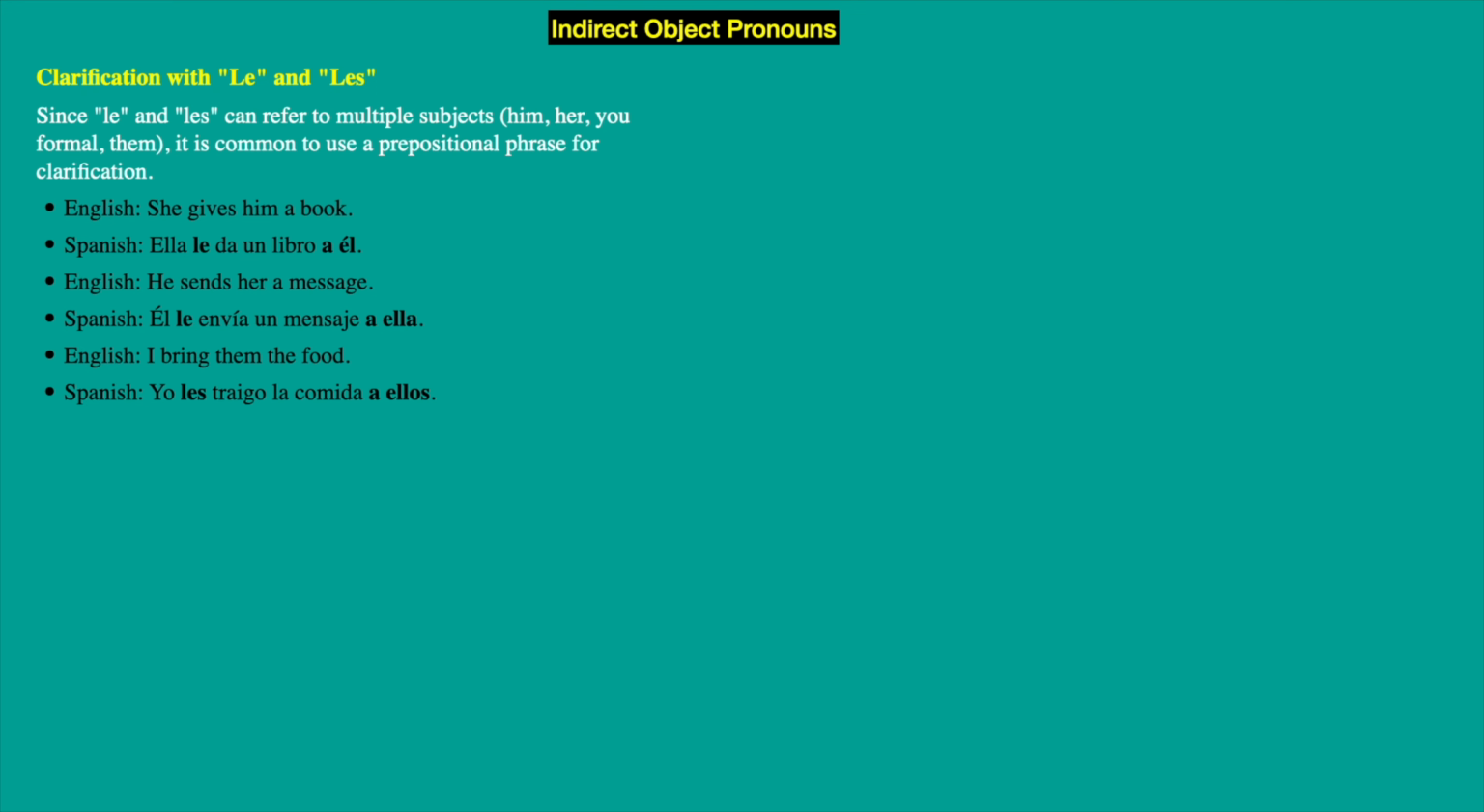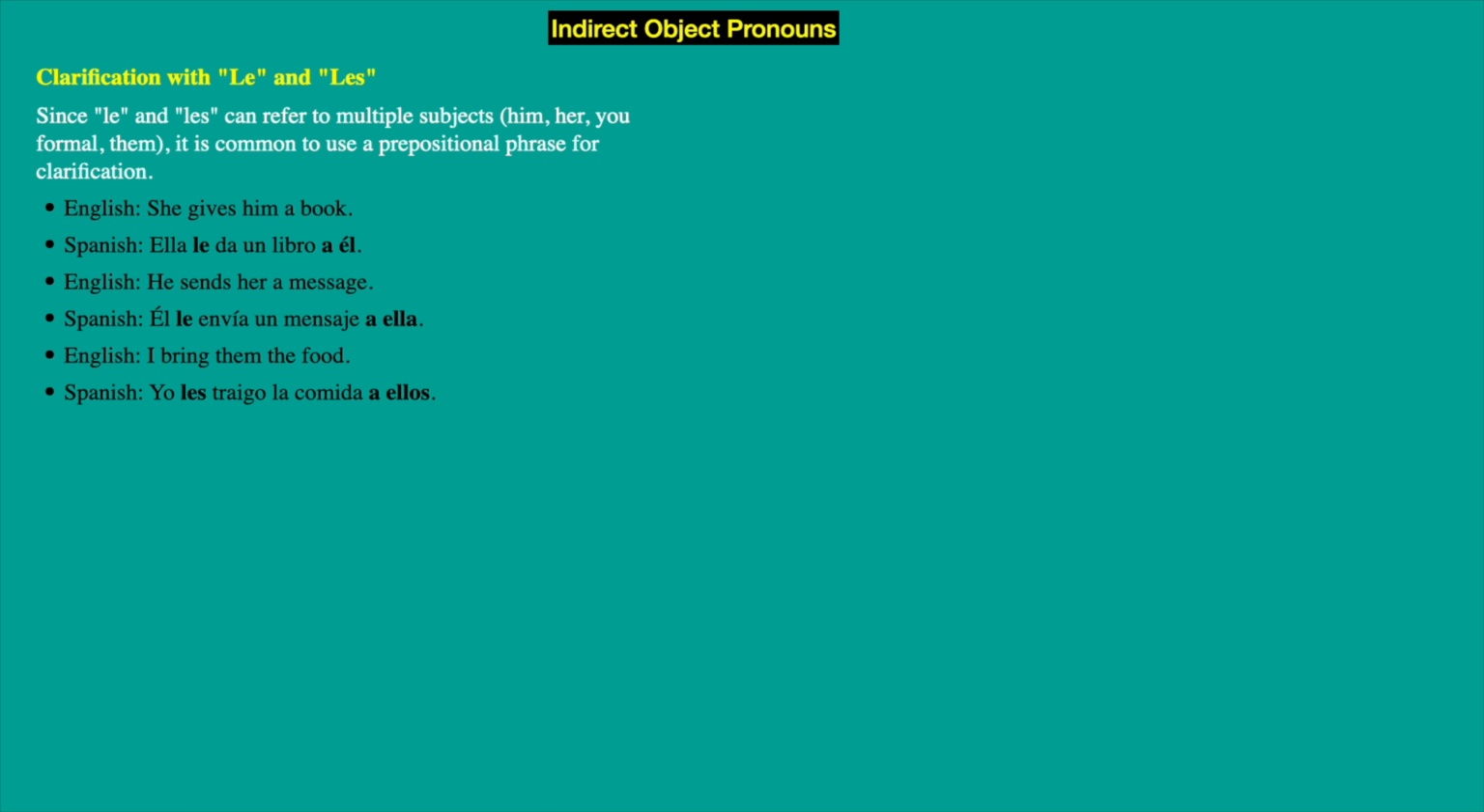So here we have as well to clarify a little bit more when to use le and les. Since le and les can refer to multiple objects, he, her, you, or them, it is common to use prepositional phrases for clarification. So, for example, the preposition we are going to use at the end. She gives him a book. In Spanish, we are going to use ella le da un libro. You could use only ella le da un libro, but we can also add the preposition.